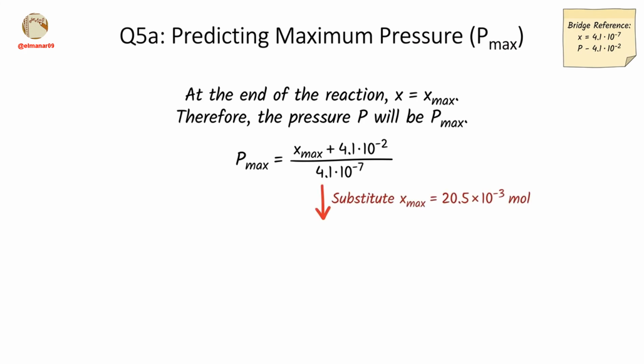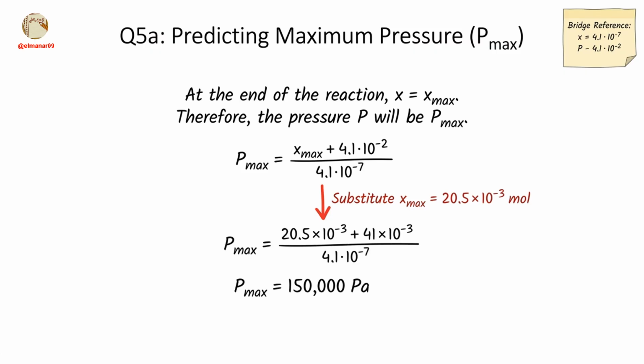When we plug in Xmax equals 20.5 times 10 to the minus 3 moles, the math leads us to 150,000 pascals, or exactly 150 kilopascals. This is our theoretical ceiling. Even without letting the experiment run forever, we know exactly where that pressure curve is heading. Isn't that amazing?